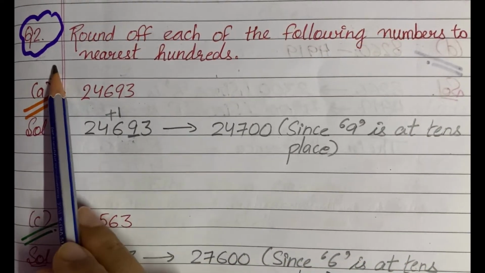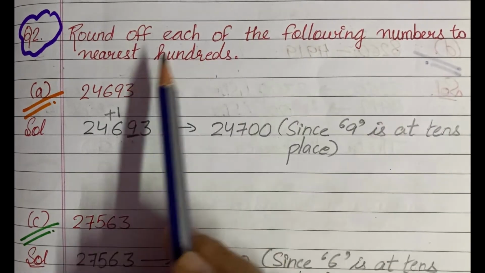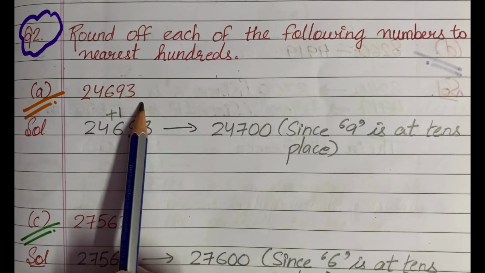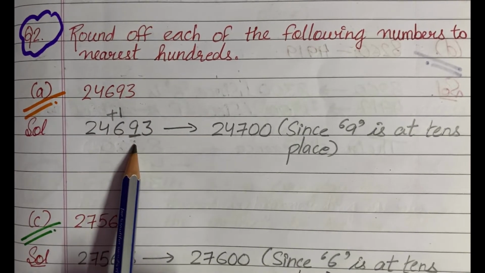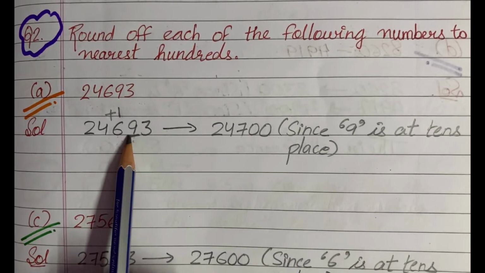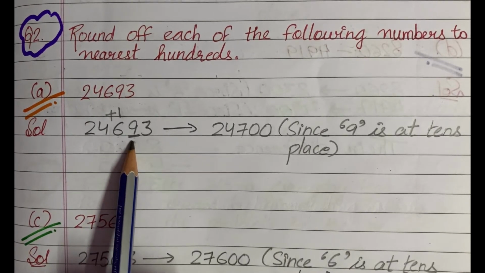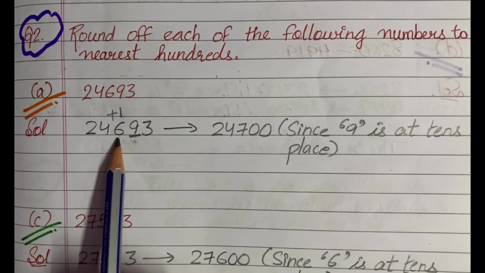Next is question number 2, and question number 2 says that round off each of the following numbers to the nearest hundreds, and A part says that 24,693. Now students, since we want to round off the given number to the nearest hundreds, we will see the digit at the tens place. And here at the tens place we have 9, and 9 is greater than 5. And you know that when the digit at the tens place is 5 or greater than 5, then 1 is added to the digit at the hundreds place.